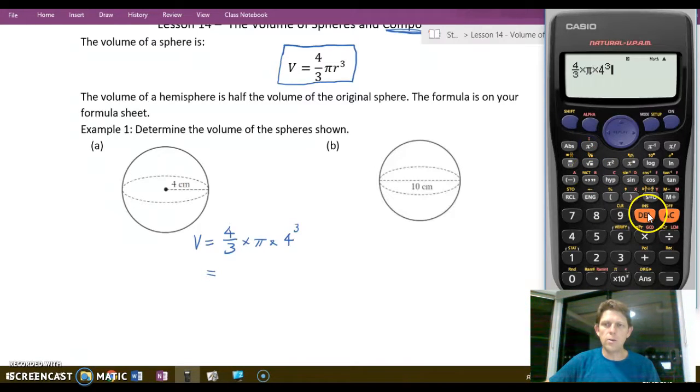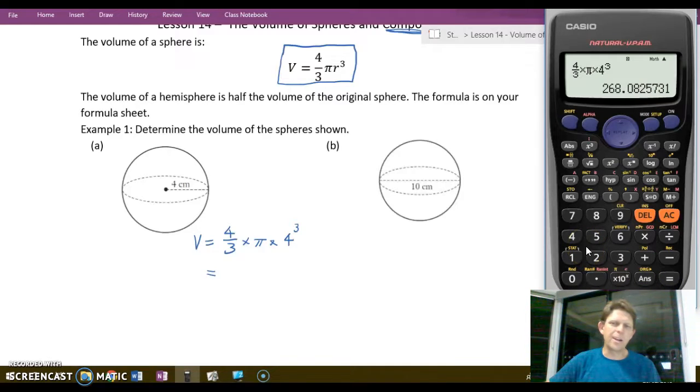Or if I didn't know that that cube button was there, I could use this Xbox button and I could put a 3 up there. Either way is fine. So we can either use this x cubed button here, or if we forget that that's there, like I just did at the start there, we can use what I call the Xbox button, and that'll create a little box up here and we can put a 3 in it. Either way, I'll get you the same answer.